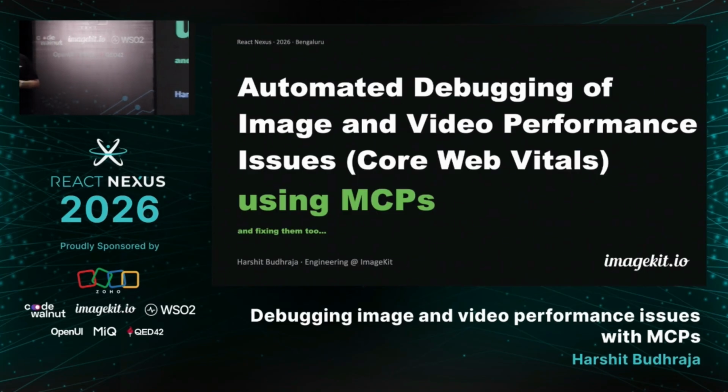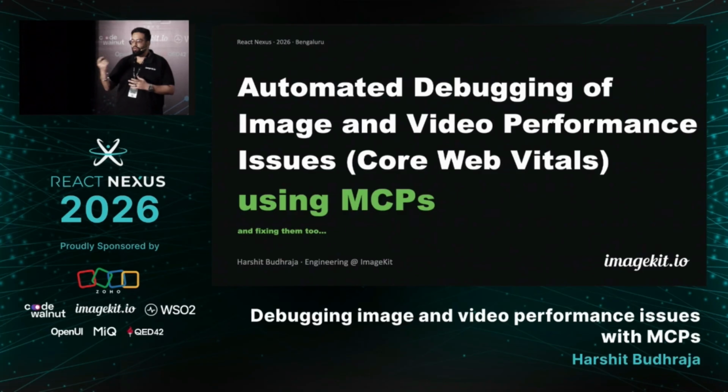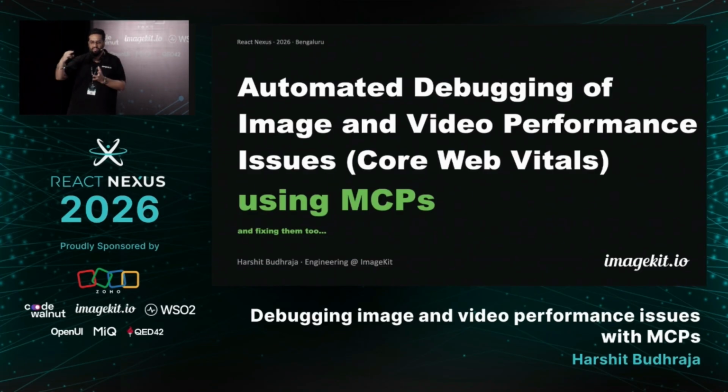We would be talking about automated debugging of image and video performance issues. So I think Gaurav mentioned a lot about core web vitals, LCP and time to first content, and how your images and media, videos, everything loads over a website, and how you can basically measure them, right? So that is what we already saw. Now, in this, we would talk about how you can use MCPs to actually automate the entire process, right?